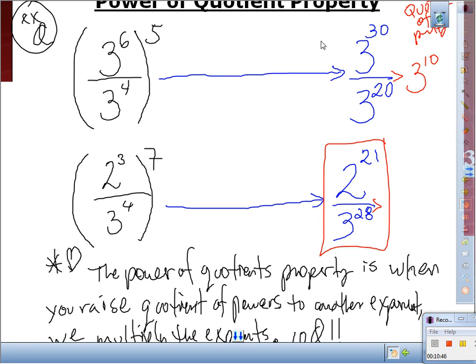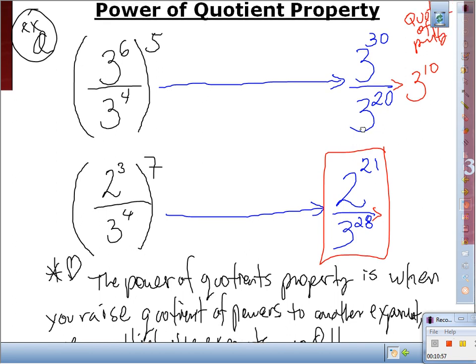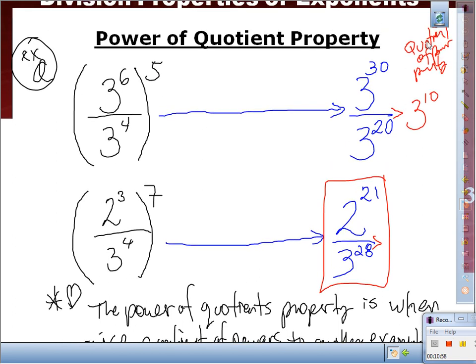What happens? We multiply the exponents. What is 6 times 5? 30. What is 4 times 5? 20. And at the end, if we can simplify, we use the quotient of powers property. What happens there? Now we subtract.